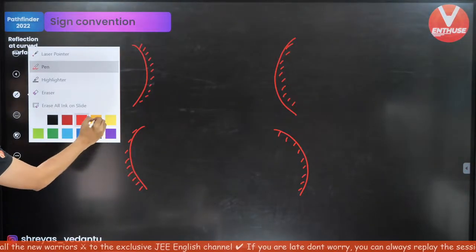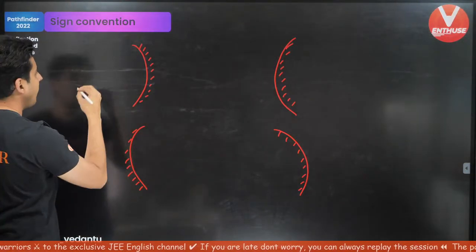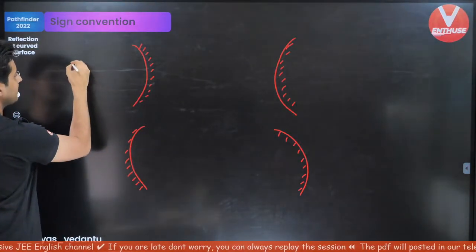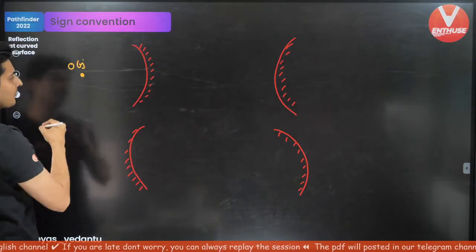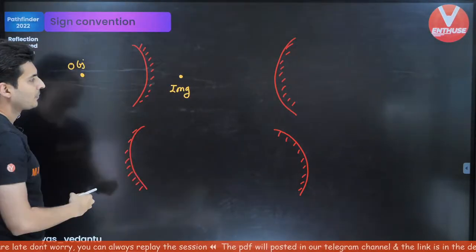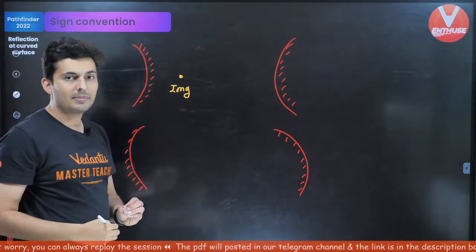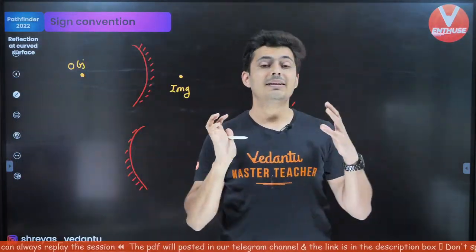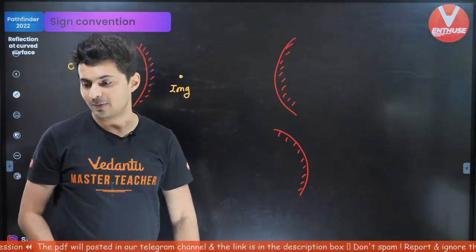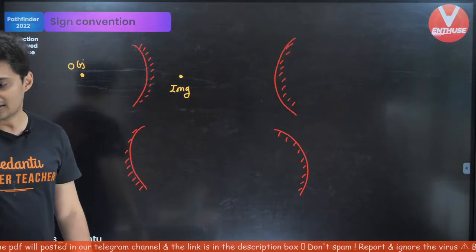I've just drawn a few concave and convex mirrors. Let's say, for example, there is an object which is placed over here, and let's say the image is formed right over here. What do you think the object distance will be? Will it be positive, negative? Will the image distance be positive, negative? And will the focal length be positive or negative? Think about it.